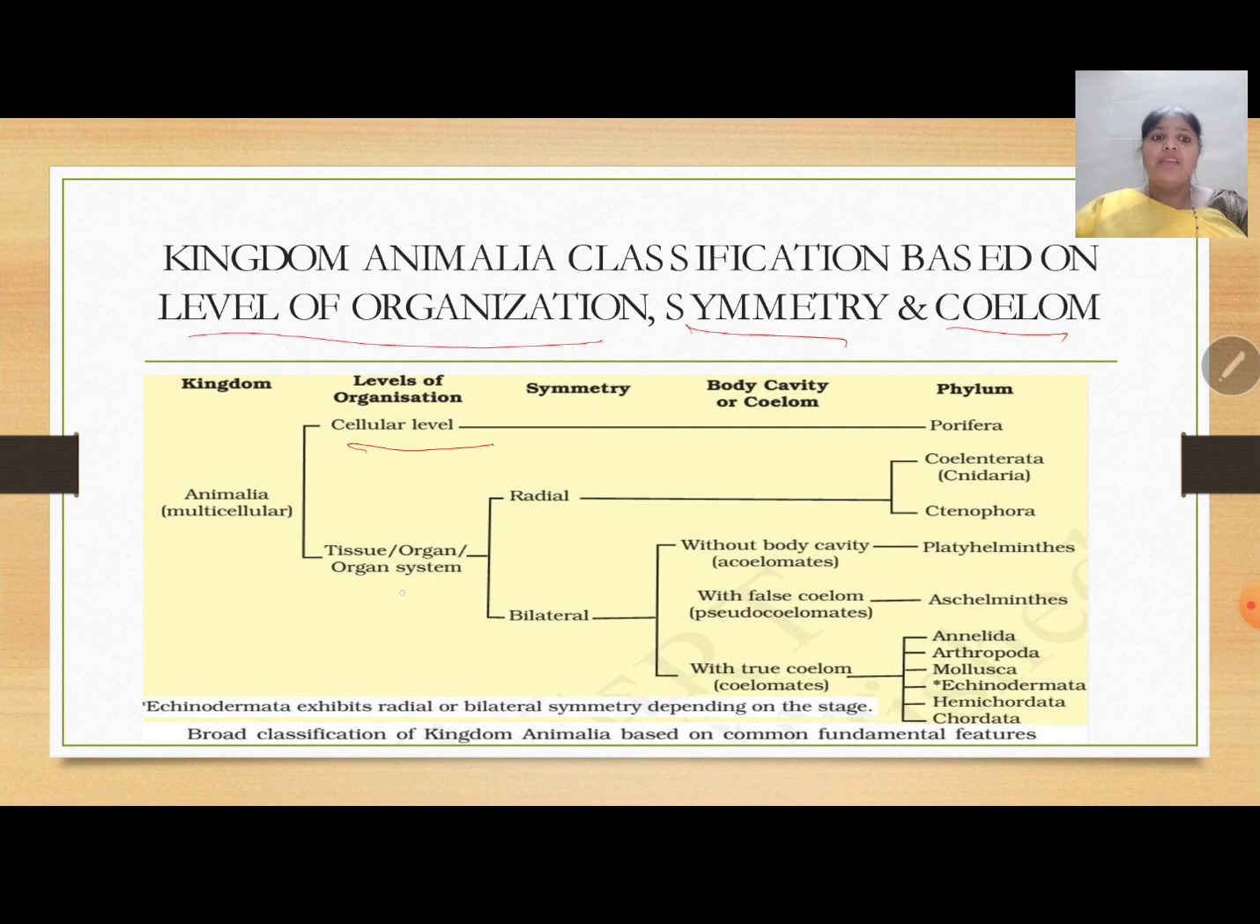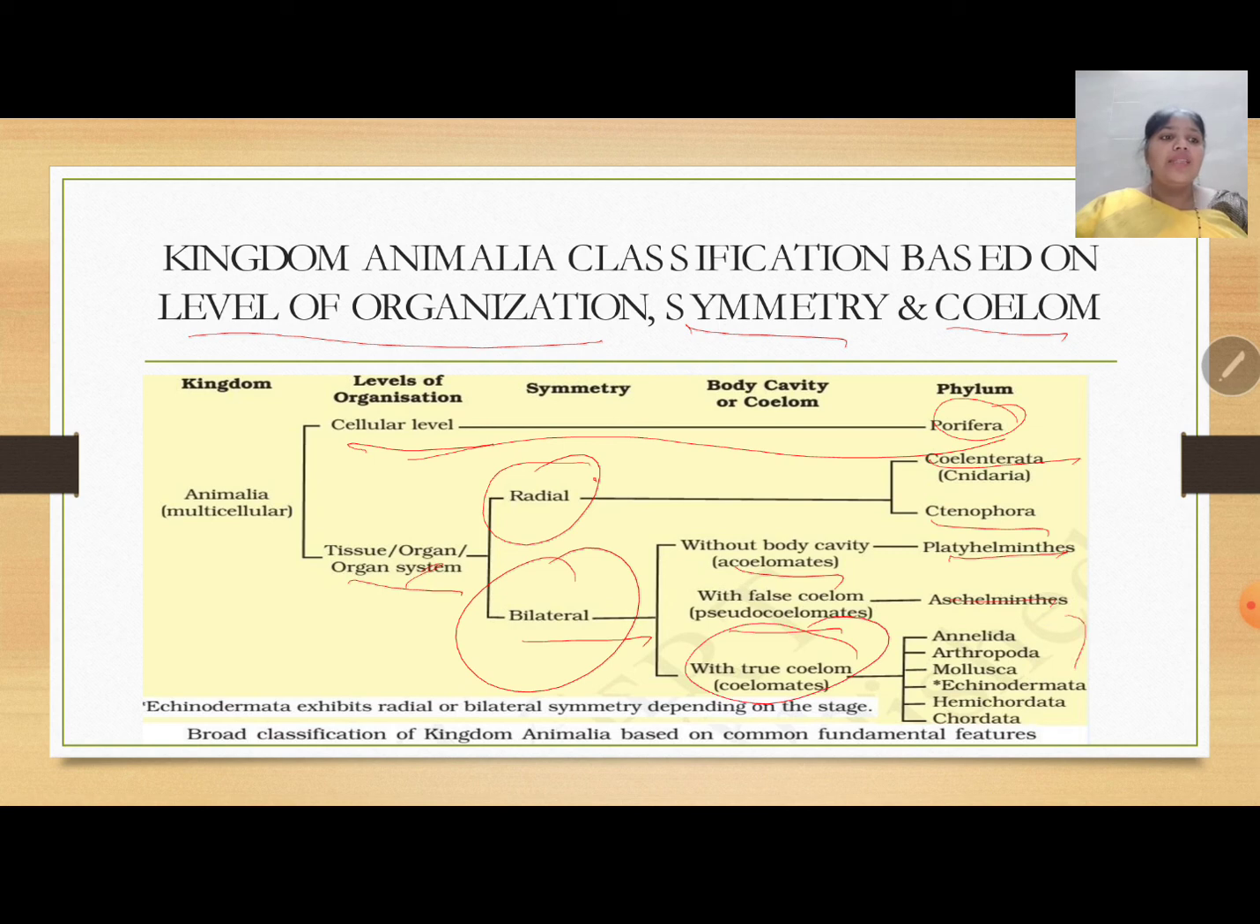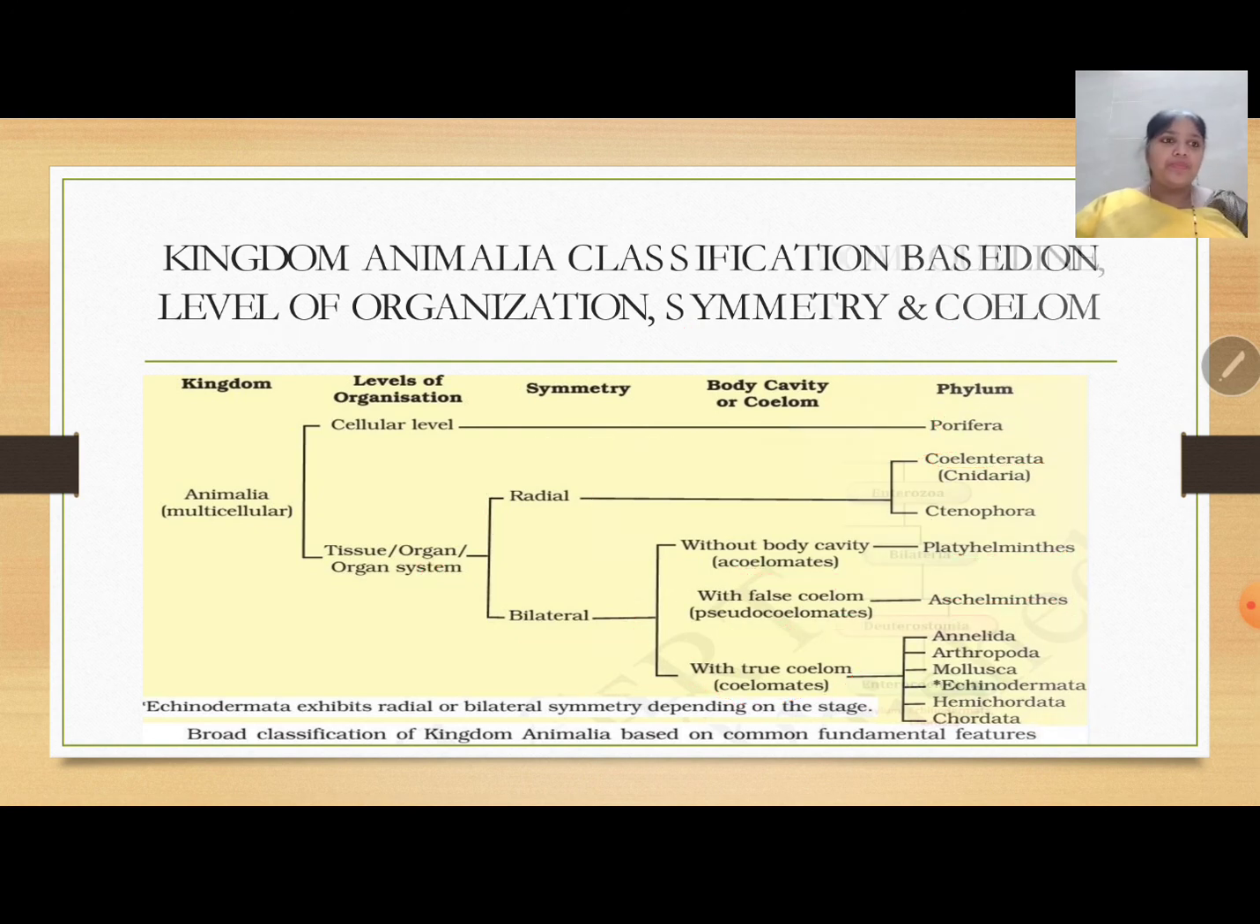If it is cellular level, then tissue level organization. In cellular level organization you have the porifera. In tissue level you have the radial symmetry, bilateral symmetry. Under radial symmetry you have the coelenterates and the ctenophores, and under bilateral symmetry you have the acoelomates and the pseudocoelomates, which include the platyhelminths and the aschelminths. And the true coelomates, you have the annelids, arthropods, mollusks, echinoderms, hemichordates, and the chordates. Chordates itself is a very big phylum. Is it right? So this is how you classify the animal kingdom.